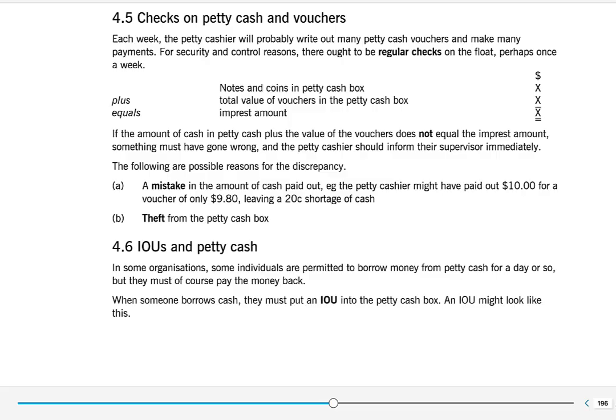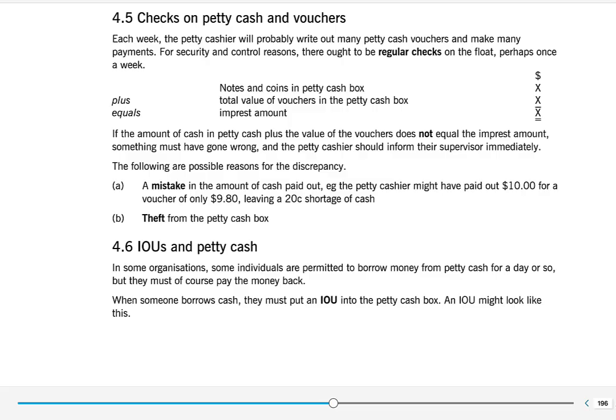What is a discrepancy? A discrepancy means the petty cash does not balance. It means cash plus vouchers is not equal to the impressed amount. So there is either too much money or too little money. Even if the difference is very small, it must be investigated. The book says clearly that all discrepancies must be investigated, because small differences can become big problems later.